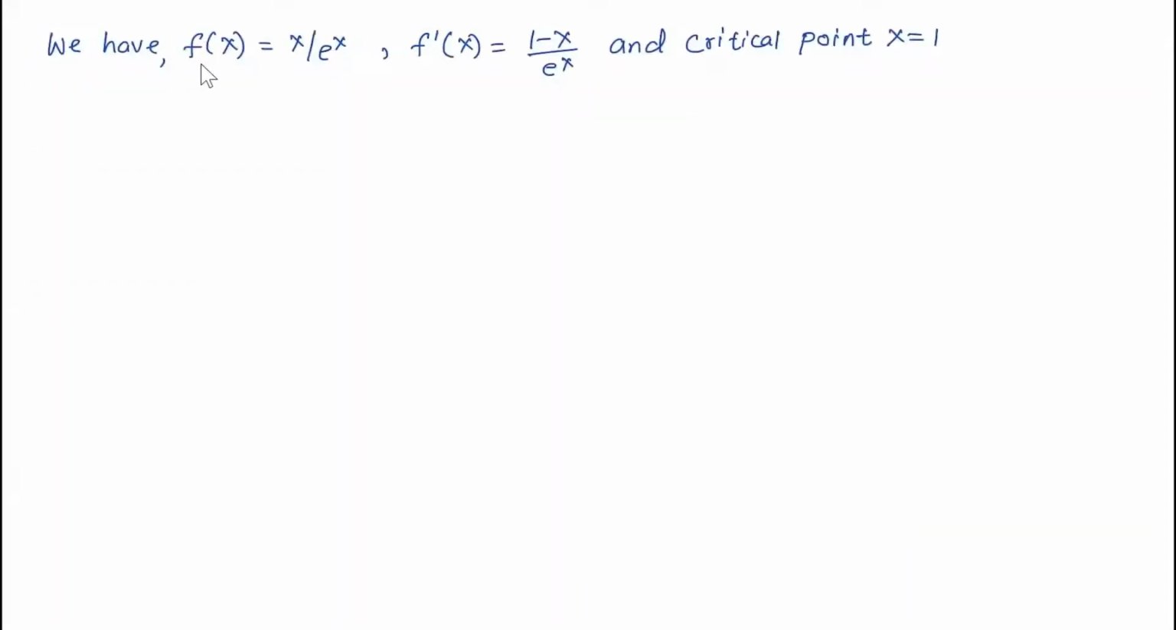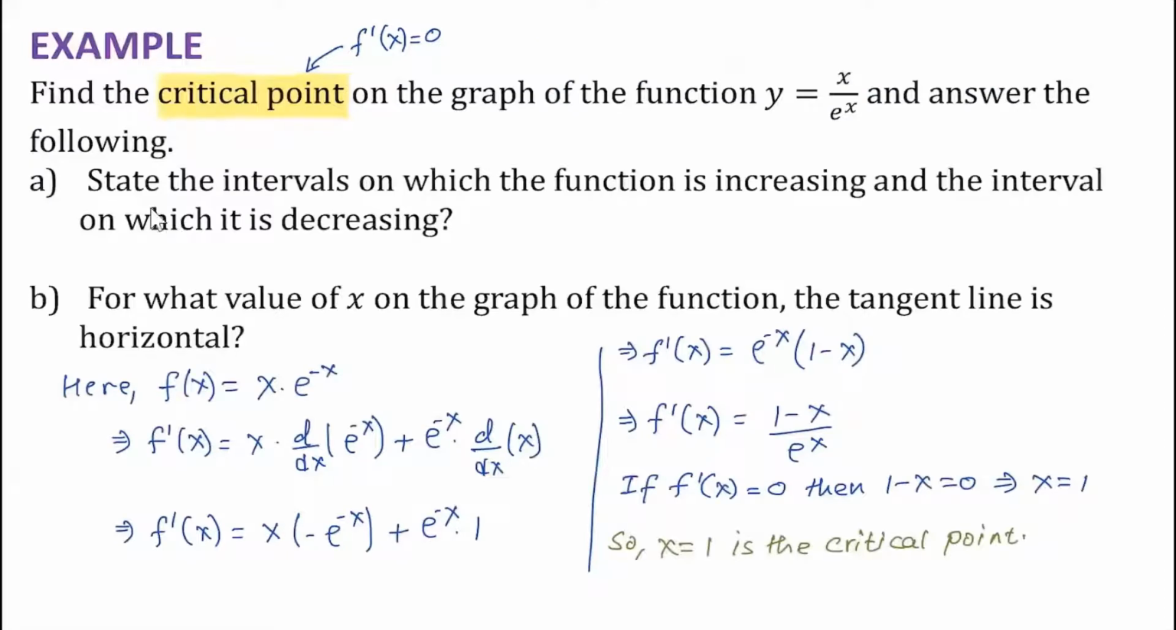So we have the function, which is given as x over e to the x. We found the derivative, (1 minus x) over e to the x, and we got the critical point, x equal to 1. Now in part A, we are asked to state the interval on which the function is increasing and the interval on which the function is decreasing. Meaning of that is we have to find where the first derivative is positive, and the interval on which the first derivative is negative.